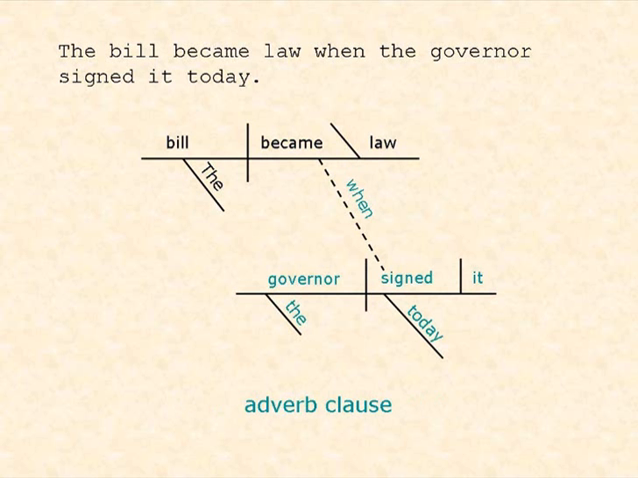The subordinate clause, when the governor signed it today, is an adverb clause. It qualifies the action of the verb in the main clause by answering the question, when? When did the bill become law? When the governor signed it today. For this reason, the slanted dotted line connects the verb became in the main clause to show that the subordinate clause modifies that verb in the same way an adverb would.